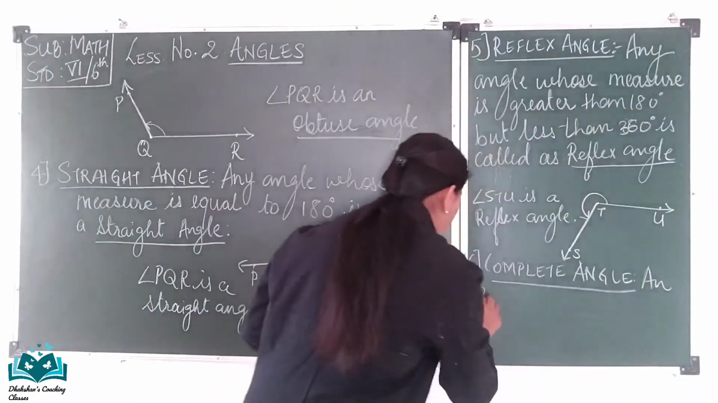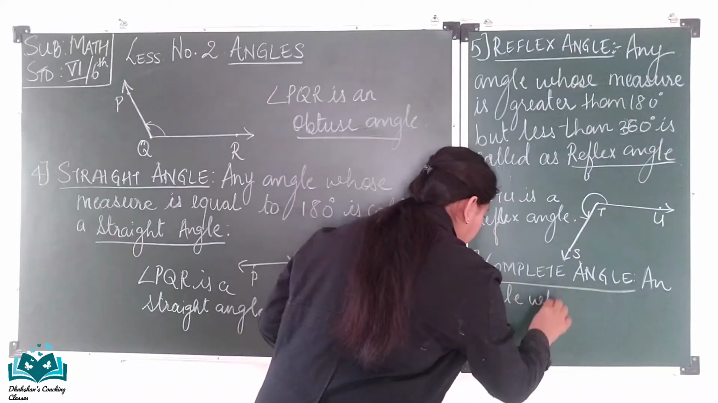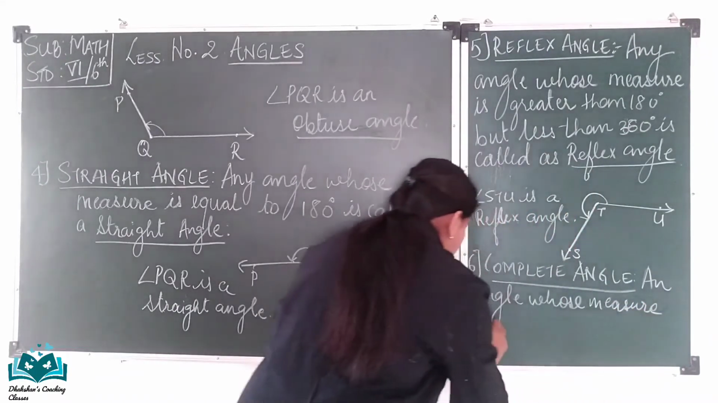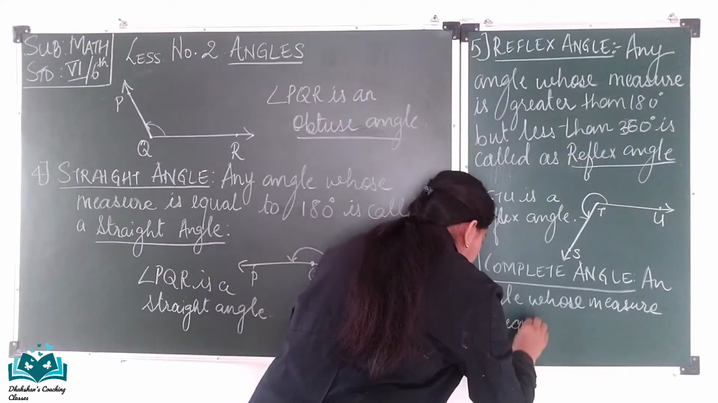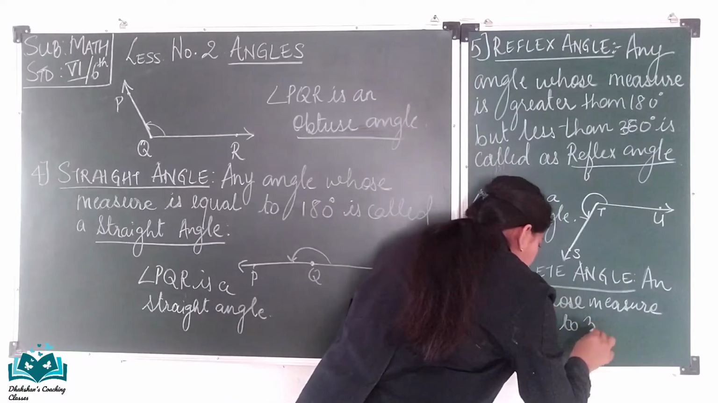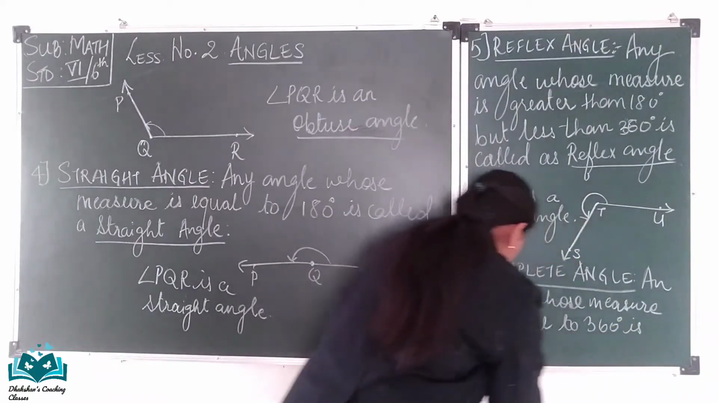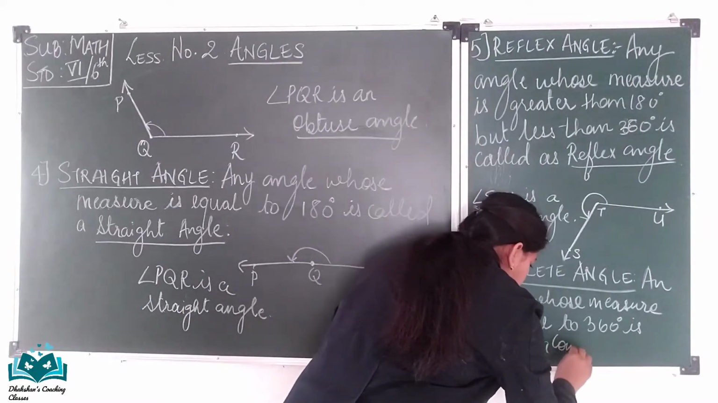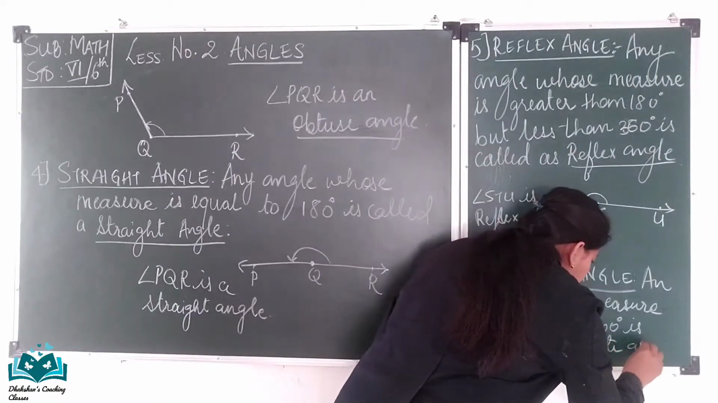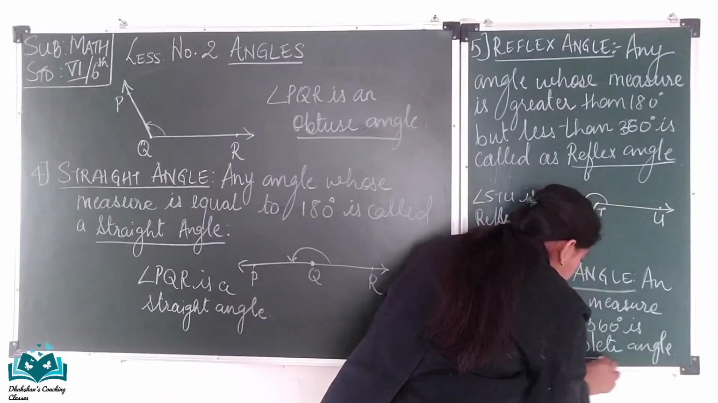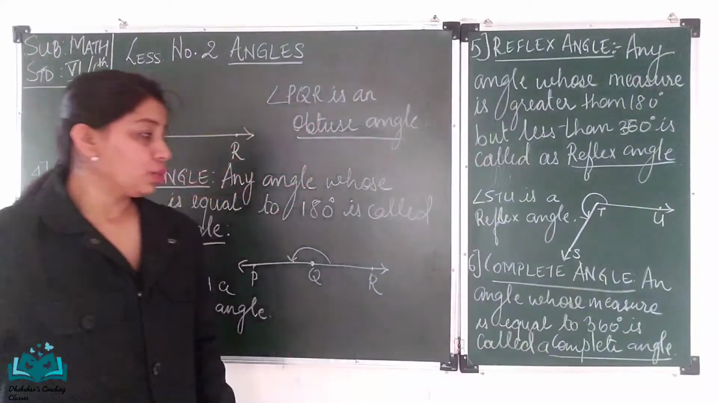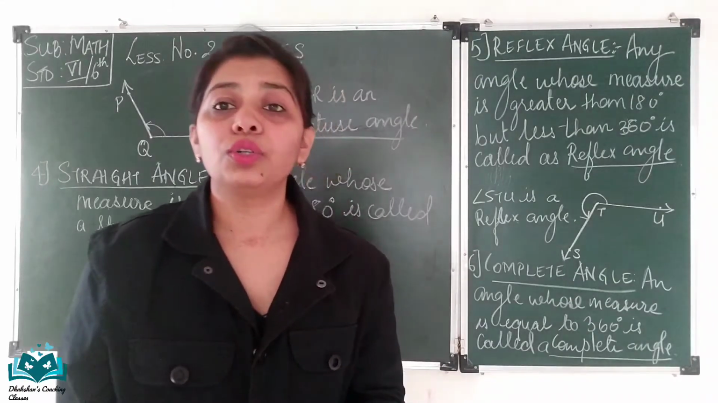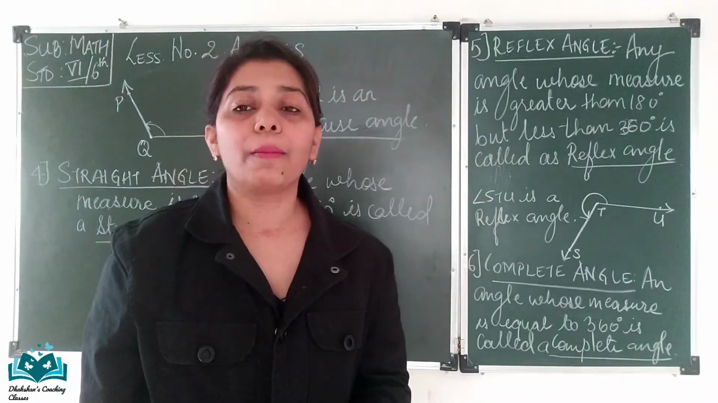So, an angle whose measure is equal to 360 degree is called a complete angle. Okay, so a complete angle is any angle whose measure is equal to 360 degree is called as your complete angle.